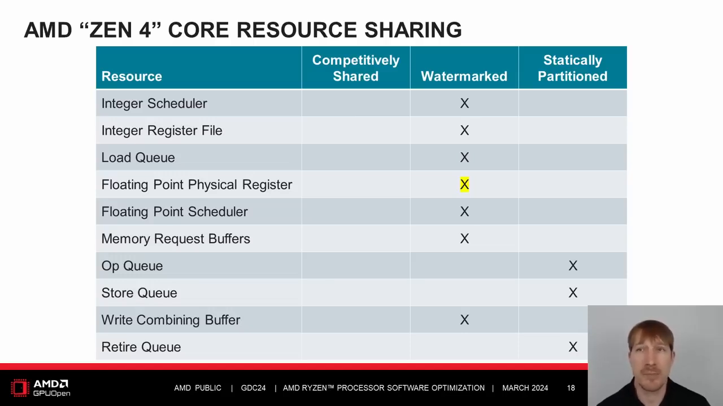Caches and TLBs are competitively shared for Zen 2, Zen 3, and Zen 4. For Zen 3, the integer scheduler, integer register file, and load queue have changed from competitively shared to watermarked. For Zen 4, the floating point physical register file has also been changed from competitively shared to watermarked. These changes improved SMT fairness. Software system requirements for recommended CPU and minimum CPU are often from different product generations with differences in SMT fairness, structure sizes, etc. Consider profiling both recommended and minimum system requirements.